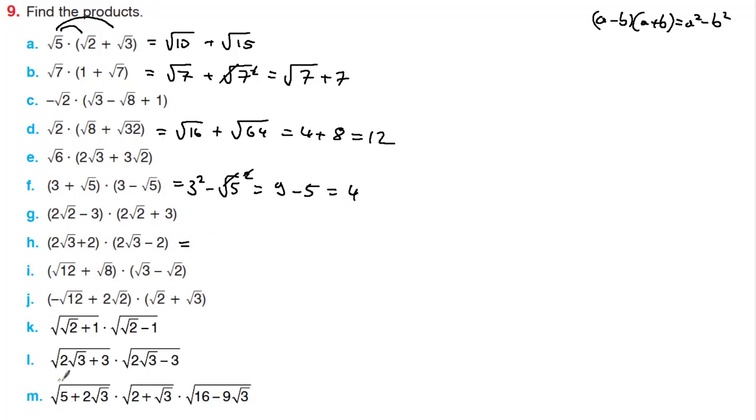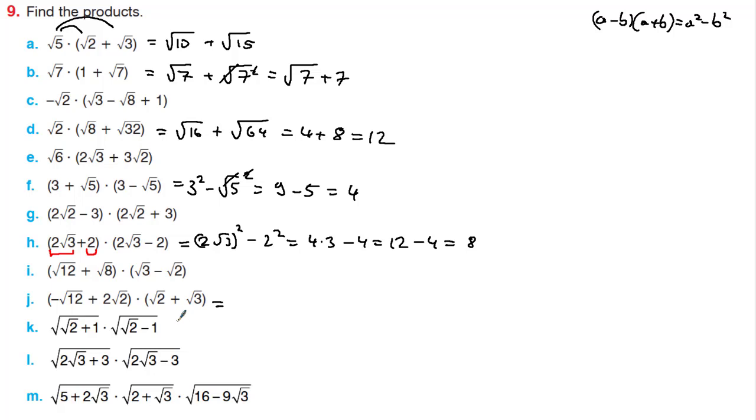Under h the same, but now the first term, which is represented by a here, is this, and this is b. So what do we get? We get 2 root of 3 squared minus 2 squared. So 2 squared is 4, root of 3 squared is 3, minus 2 squared is 4. That makes it 12 minus 4, that makes it 8.